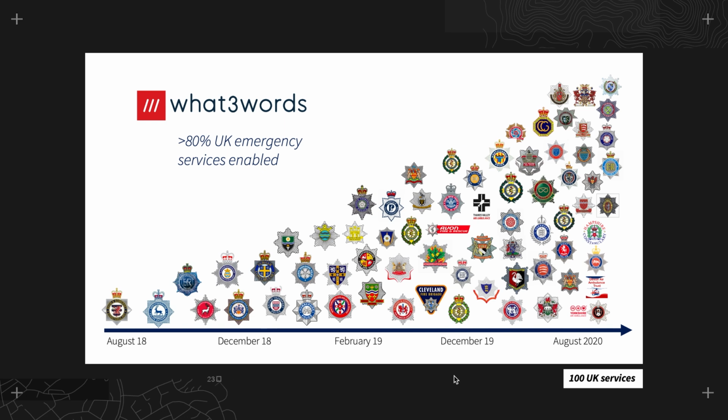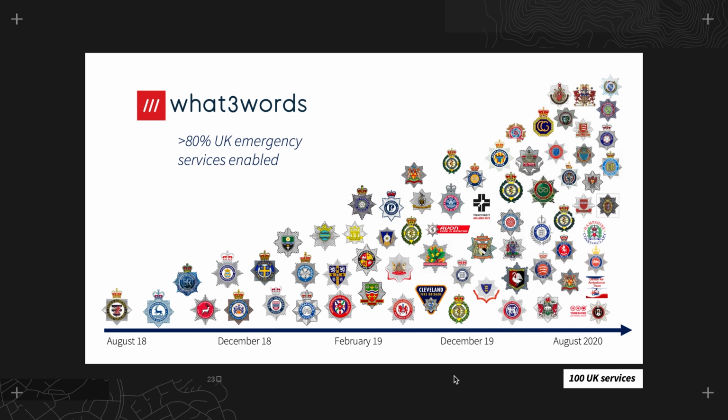This is called the what3words Find Me link. We're now working hard to make sure that 100% of services are trained and enabled as soon as possible. Call handlers can enter the 3 words provided into computer-aided dispatch systems or directly into the ArcGIS map to display the location of the incident and deploy the relevant resources to the exact right place.